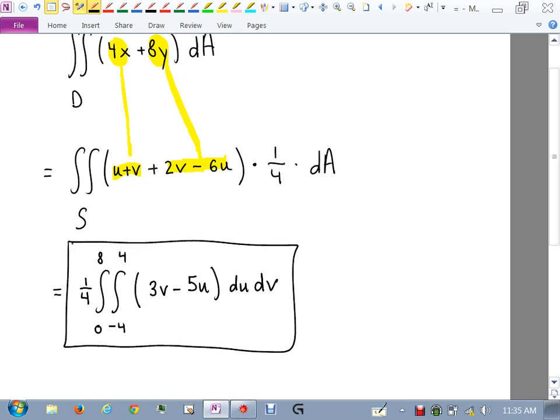And I'm going to stop right there. Because now it's just a normal double integral, antiderivative with respect to u, then after you do that, plug in 4 and negative 4, subtract, then do antiderivative with respect to v, and you're in business. That's a pretty clean double integral now. Any questions? No?